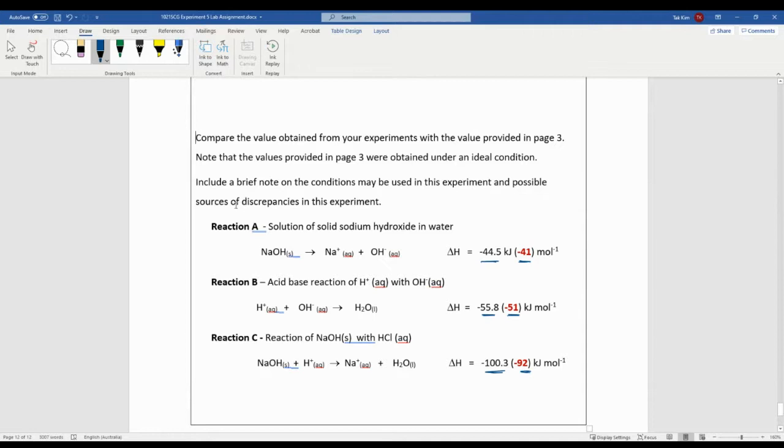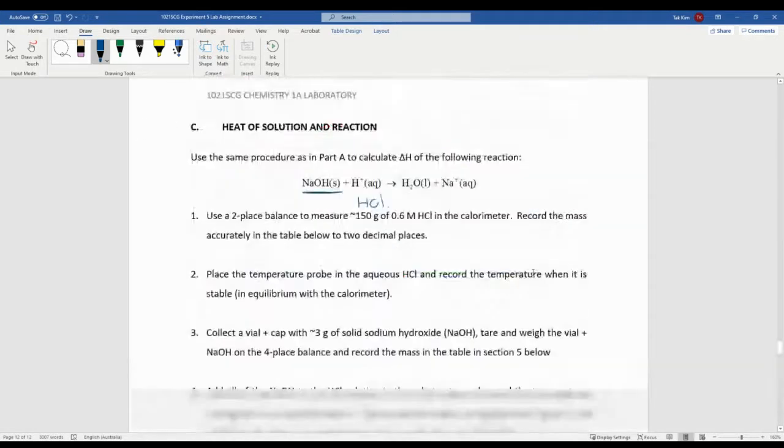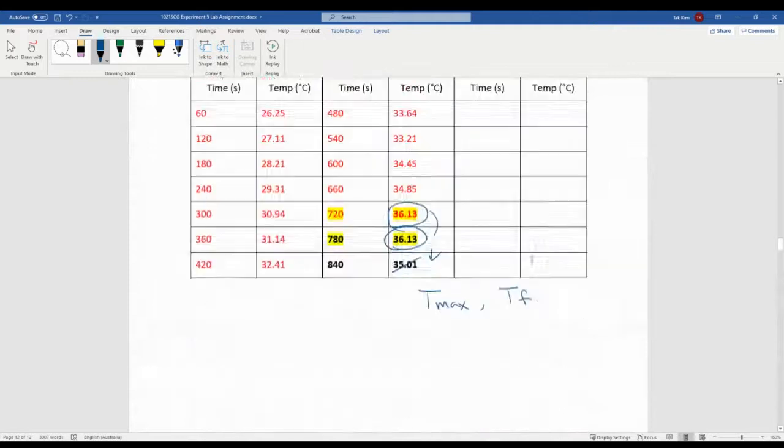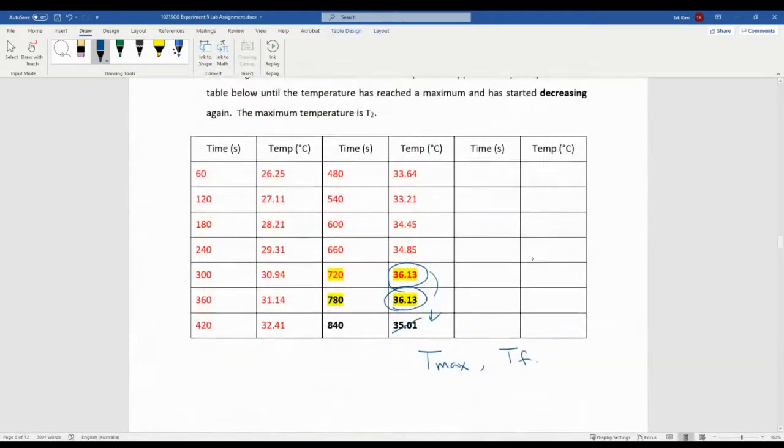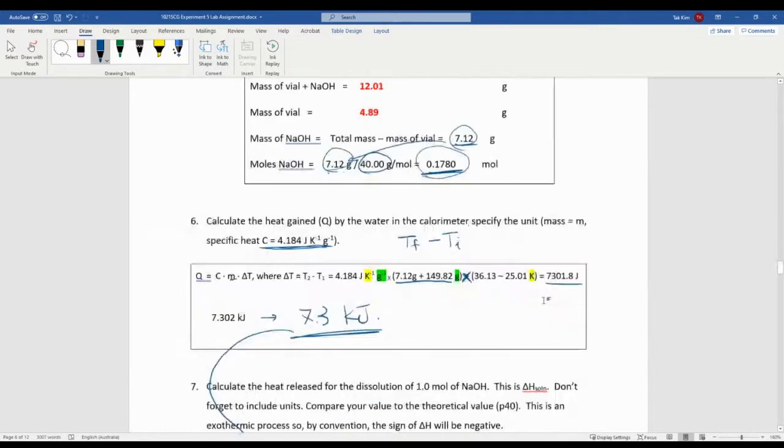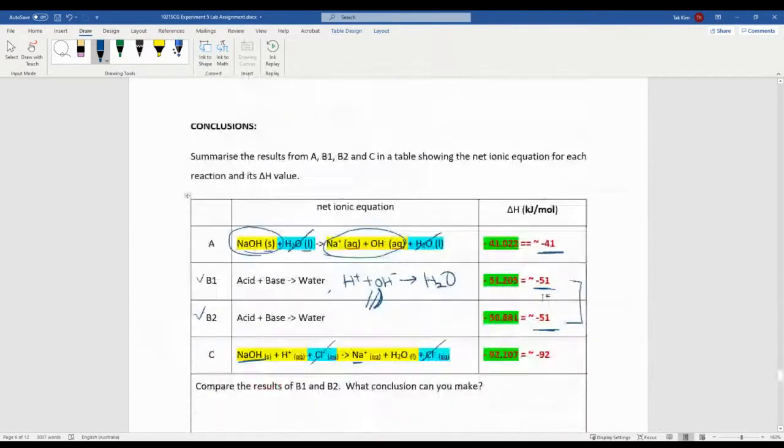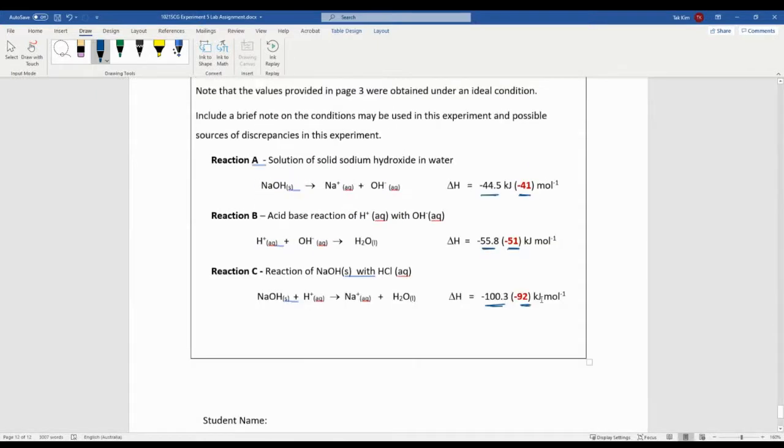So, possible source of discrepancies in this experiment. Okay, so there's a hint over here. There we go. So in your table, you saw the temperature going up, right? At some stage, temperature is going down, right? From 36 degrees Celsius to 35 degrees Celsius. What it means is you are losing heat.